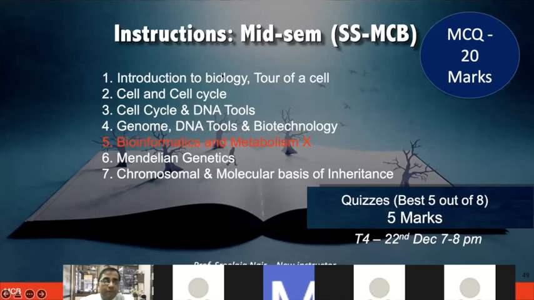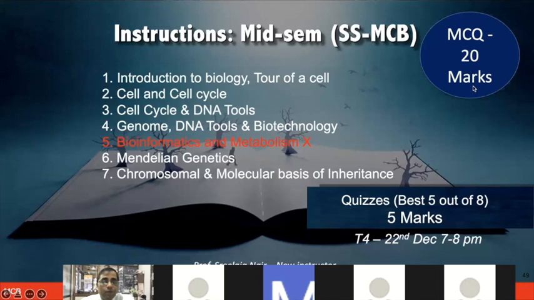Now, therefore, the midsem from my part will cover 6 lectures, which will be 1, 2, 3, 4, 6, and 7. Now, please don't ask these questions again and again later on in email or the Moodle forum, whether metabolism will come or not, bioinformatics will come or not, or this will come or that will come. That's why I thought to talk to you and give you a very clear idea of what is going to be covered.